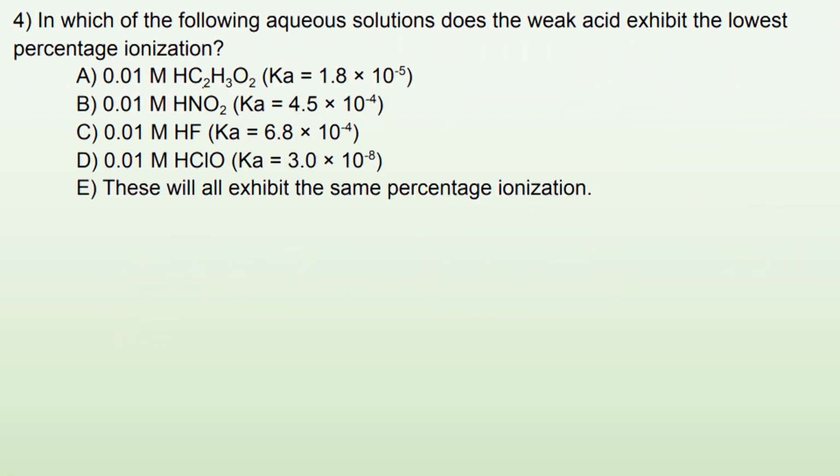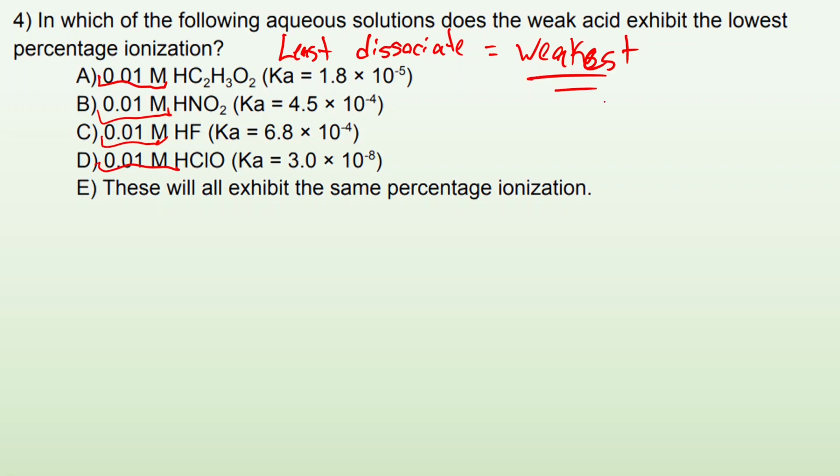All right, number 4. In which of the following aqueous solutions does the weak acid exhibit the lowest percent ionization? So, least dissociated. Which one of these will dissociate the least amount? Which means it is the weakest acid. So now, what's nice is you look, all of these options have the same concentration. So we don't have to worry about what their concentration is and how that influences the percent ionization. We could just look at the Kas, and we're looking for the weakest one.